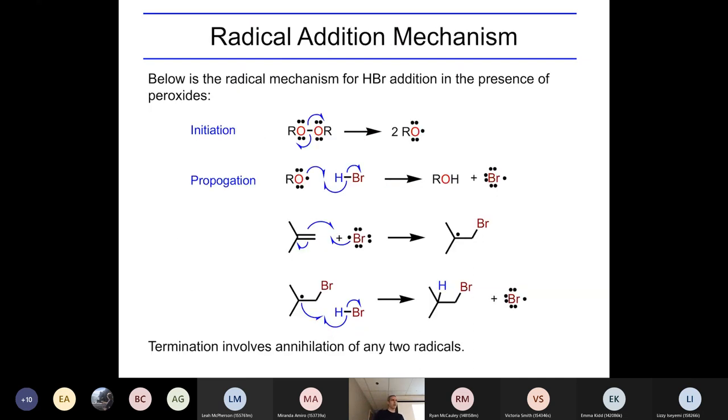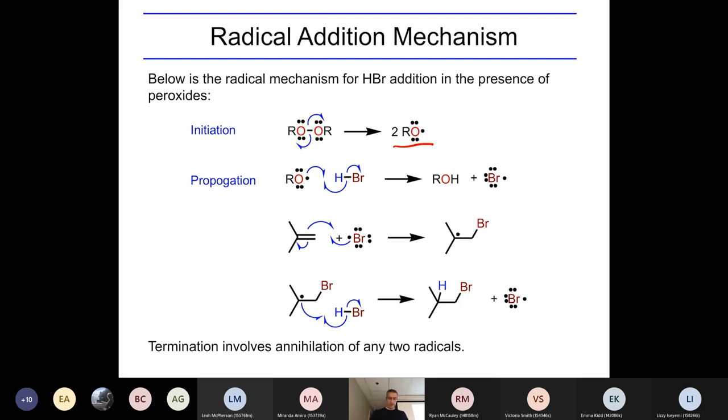So like all radical reactions, this one also has initiation, propagation, and termination steps. Initiation begins with the peroxide. One thing about peroxides is those oxygen-oxygen bonds are quite weak. They'll easily break to give you two oxygen-centered radicals like this RO dot. That RO dot, not very stable. It's missing an electron from a full octet. It's oxygen, so oxygen is electronegative. It really wants to have its full octet. It wants all of its electrons.